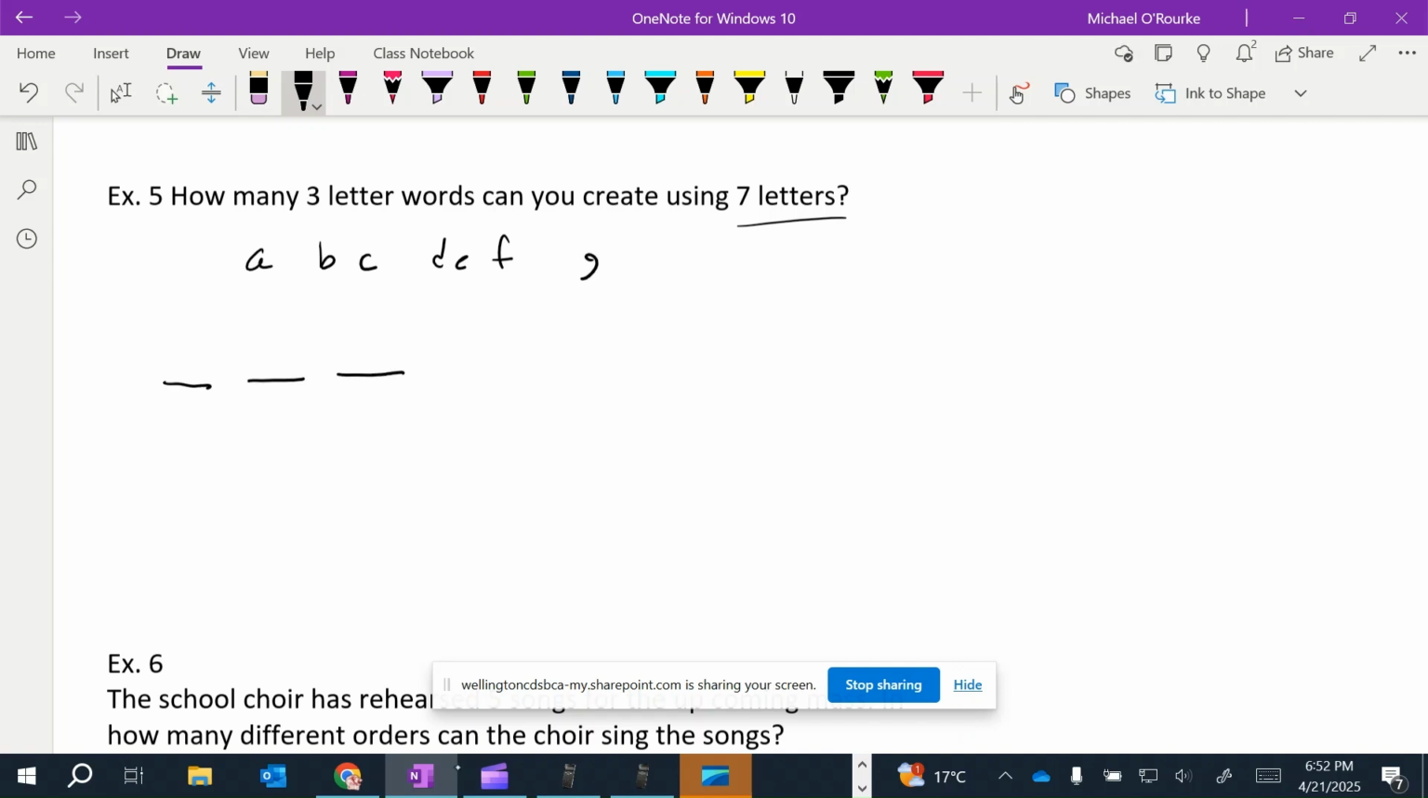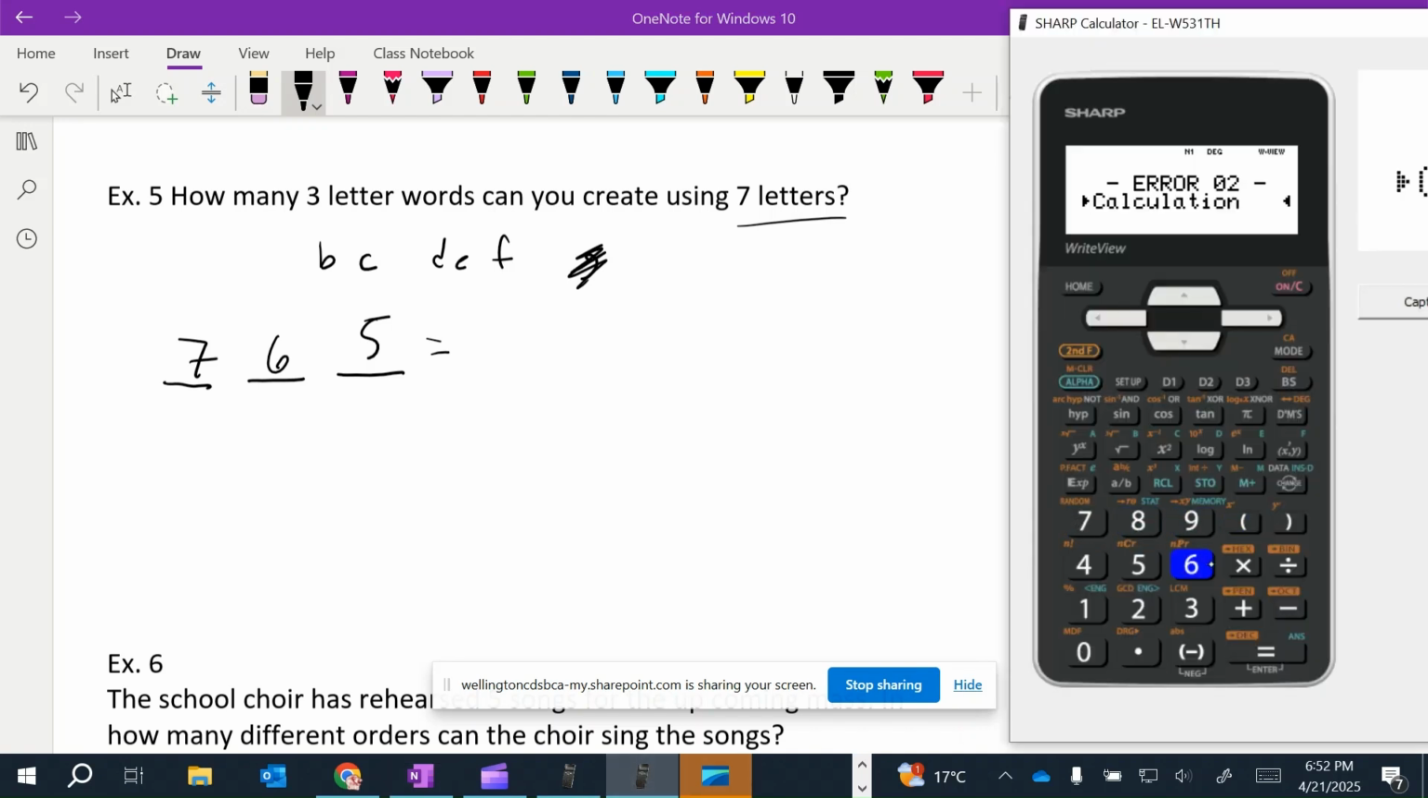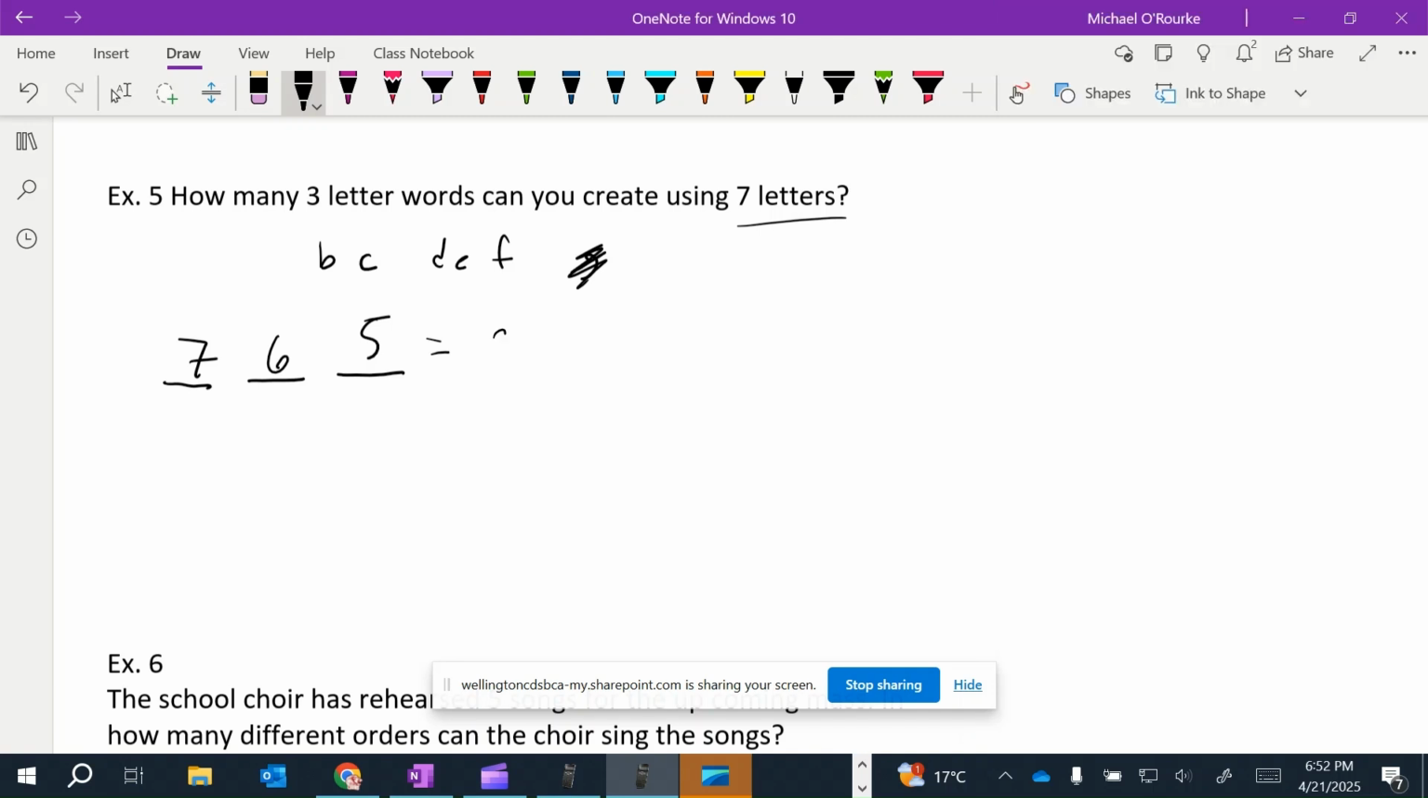How many options would we have for the first one? This is kind of what we did yesterday still. We have 7 options for the first one. Let's say we use G. We have 6 options for the next one. Let's say we used A. We have 5 options. So that's 7 times 6 times 5, which is going to equal 210.